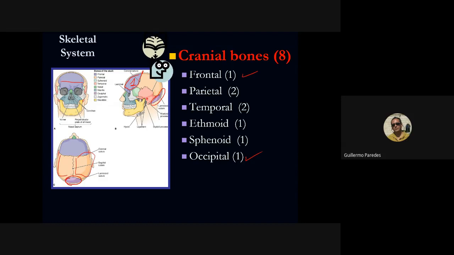Then we have the temporal bone. The temporal bone is this. We have right and left. So how many temporals do we have? We have the right and left temporal. Then we have one ethmoidal bone. I will show you the ethmoidal bone. Let me see, don't go.